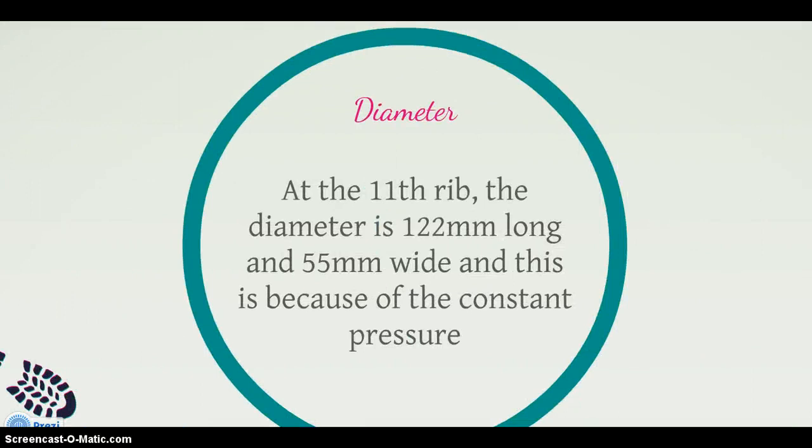What is going to be the diameter of the abdominal aorta? At the level of the rib, the diameter is 122 mm long and 55 mm wide, and this is because of the constant pressure.